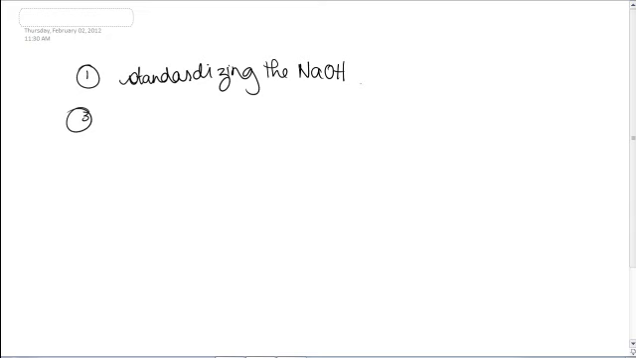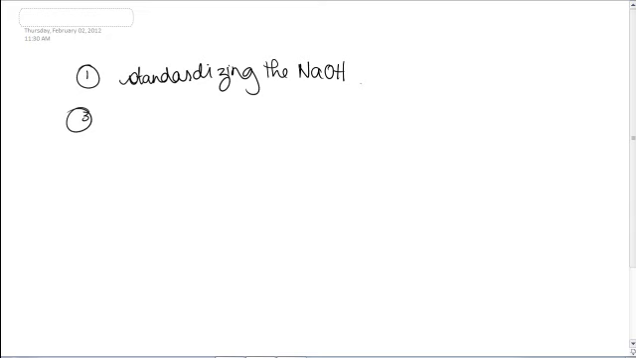You don't know what it means to standardize? What do I mean by standardizing the sodium hydroxide? Make it normal. Well, we'll have it back there. It's a big container of sodium hydroxide. Standardizing means we need to figure out its exact concentration.